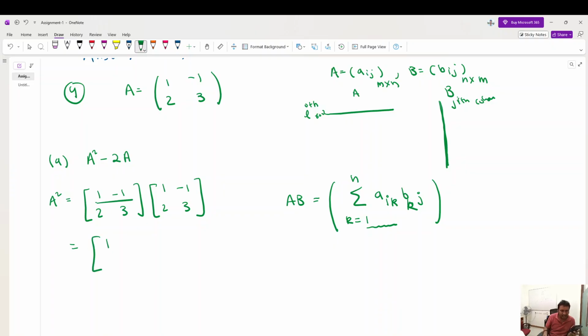So 1 into 1, which is 1, minus 1 into 2, which is minus 2. This is the first entry. Second, 1 into minus 1, which is minus 1, then minus 1 into 3, which is minus 3. Similarly, 2 into 1 plus 3 into 2, 6. Minus 2 plus 9. We have to solve. I'm very lazy at this. So minus 1, minus 4, 8, 9 minus 2, right?